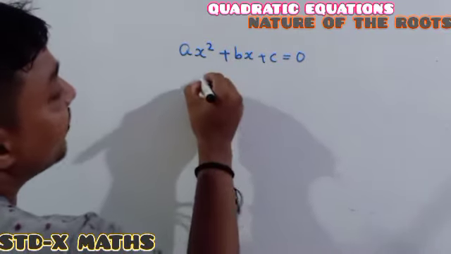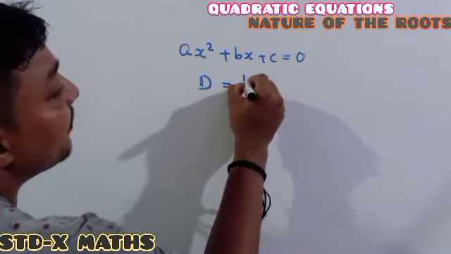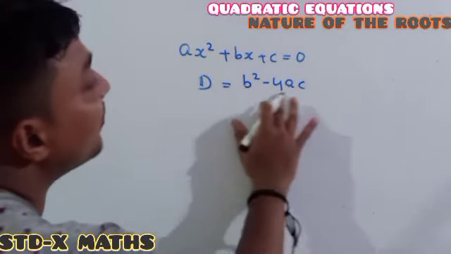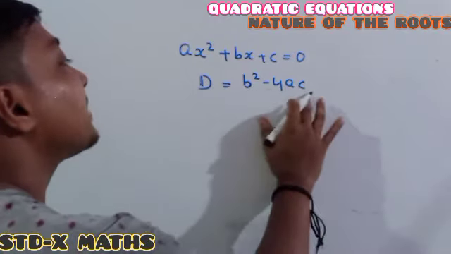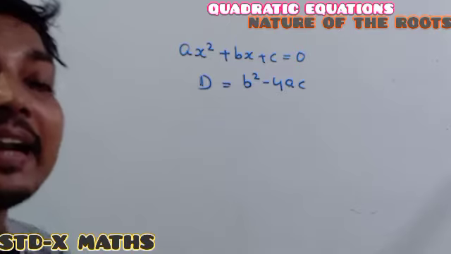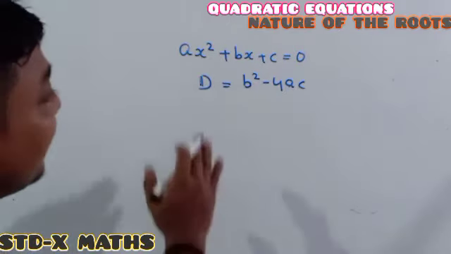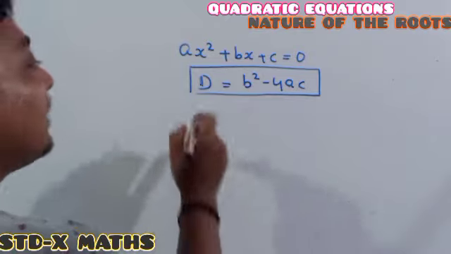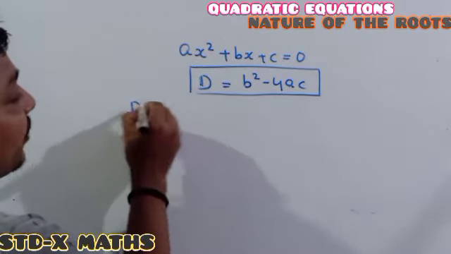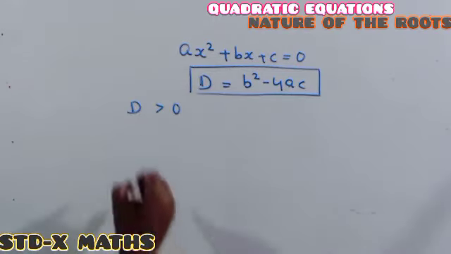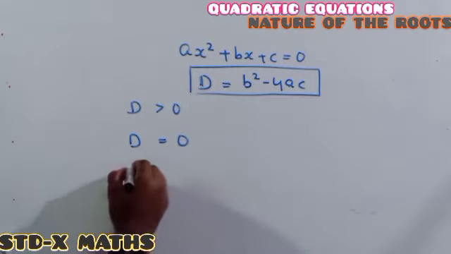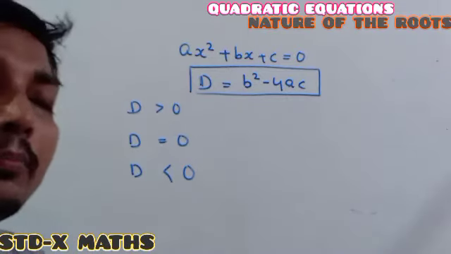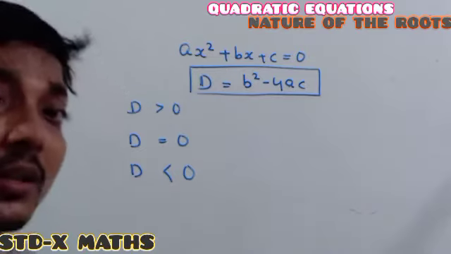Listen, you have to check only the D value. D means b square minus 4ac. Previously, in the last method, Sridhar Acharya's method, we got the value of b square minus 4ac. That b square minus 4ac is our D, which is used for the discriminant. First you have to find out the value of D. See everyone, the D value will either be greater than 0, equal to 0, or less than 0.